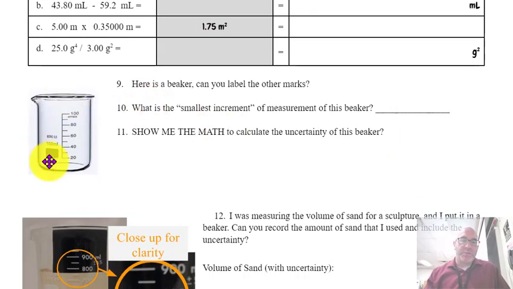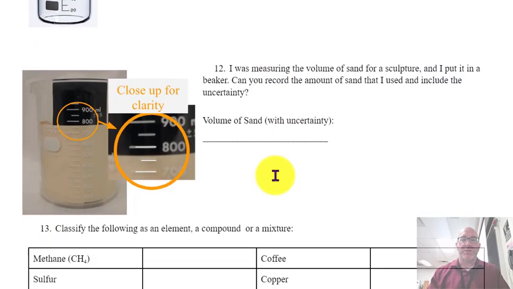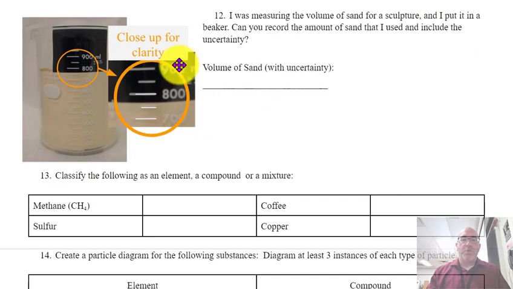Question 9. Here's a beaker. Can you label all of the other tick marks on this picture? All right. And then what is the smallest increment that this beaker can hold? And then show me the math for uncertainty. Question 12. I'm measuring volume of sand for a sculpture, and I put it in a beaker. Can you record the amount of sand that I used, including the uncertainty?